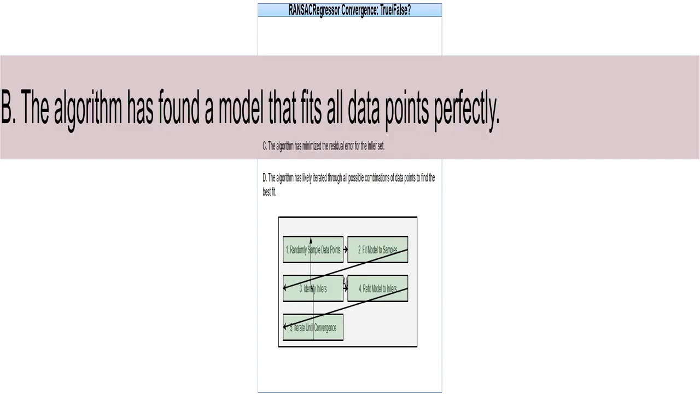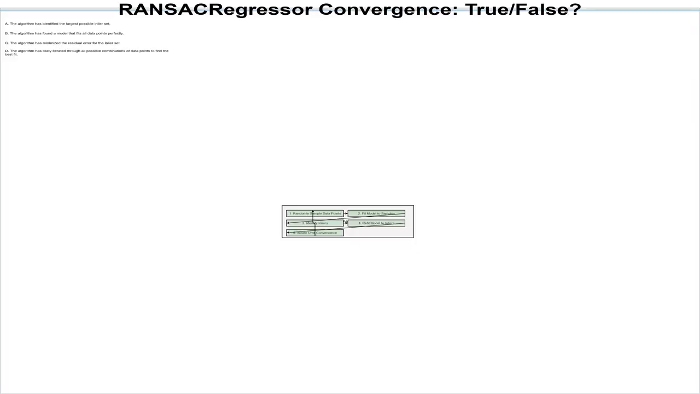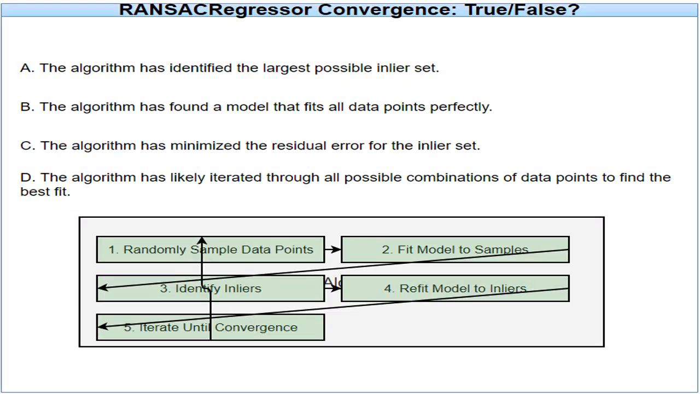Nope. That's computationally very expensive. RANSAC cleverly uses random sampling. It's faster and less prone to being trapped in local optima. No way. RANSAC is designed to handle outliers. A perfect fit to all points implies there are no outliers, which defeats the algorithm's purpose. Not necessarily. Because RANSAC uses randomness, it might not find the very best inlier set. It aims for a good enough set within a set number of iterations.